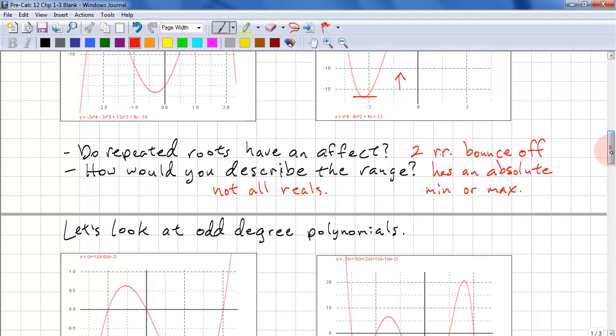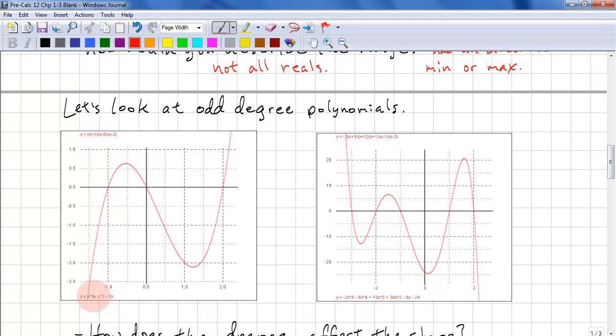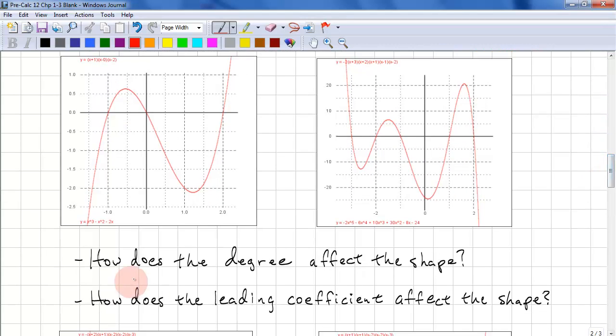Let's look at odd degree polynomials. Degree 3 and degree 5. So cubic and quintic. We have 1, 2 hills and valleys. 1, 2, 3, 4. So again, the degree is greater than the number of hills and valleys.